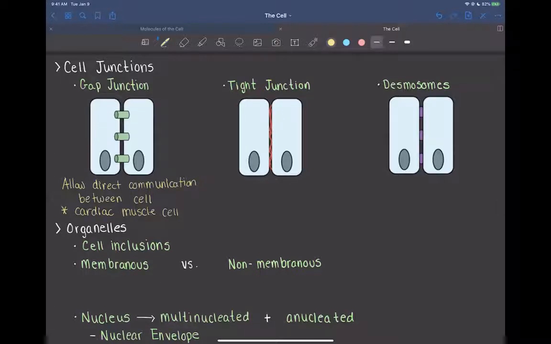Okay. And then we have tight junctions. So I always think of tight junctions as being watertight, right? So think of like a ziplock between cells, right? So these are watertight.